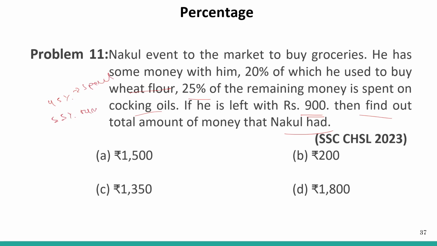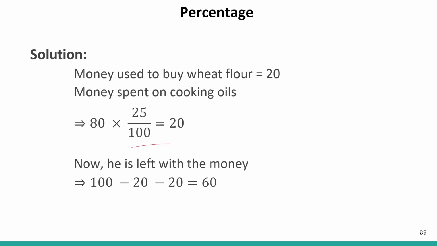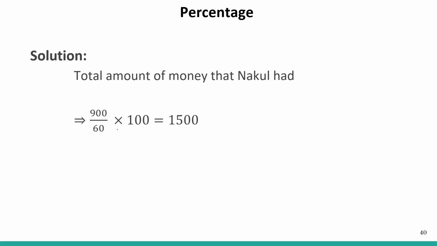So 45% is spent, and 55% remains. So 55% is 900. This implies that 1% is equal to 900 by 55, which is 18 by 11. So 100% is equal to 18 into 100 by 11. Taking the 25 by 100 of the remaining 80, that is 20, so what is left is 60. So 900 by 60 into 100 is equal to 1500. So 1500 is the correct answer.